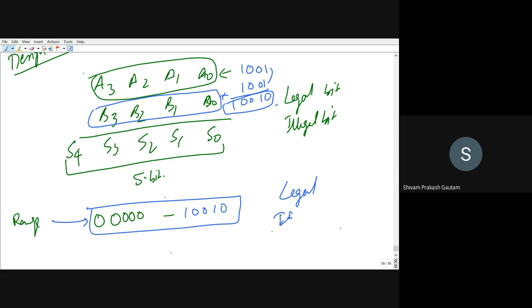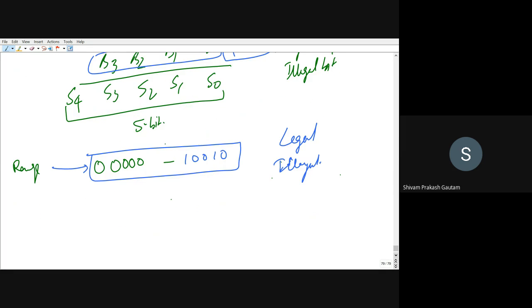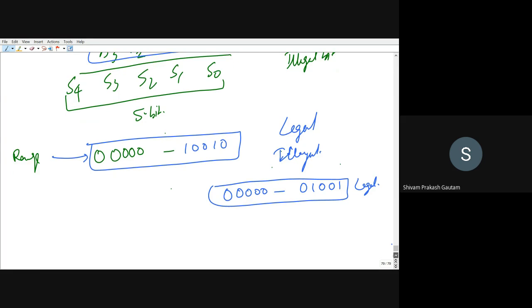Now we have to identify which are the legal bits and which are the illegal bits. If the carry is not generated, from 00000 to 01001, these are all our legal bits. What are the rules of BCD? If carry is generated, then you need to correct that bit. If the number is greater than 9, then also you need to correct that bit. So we will not focus on our legal bits, we will just focus on our illegal bits.